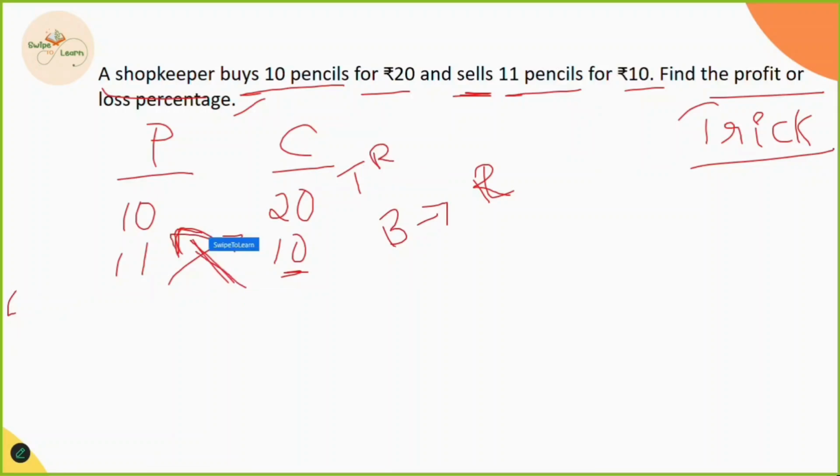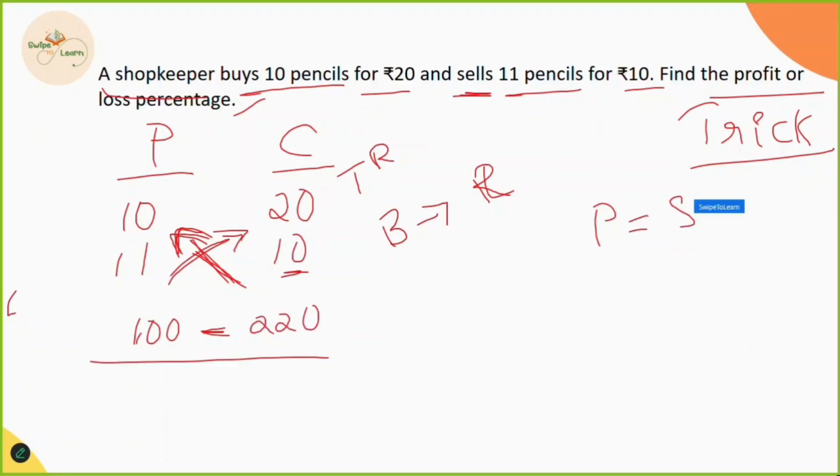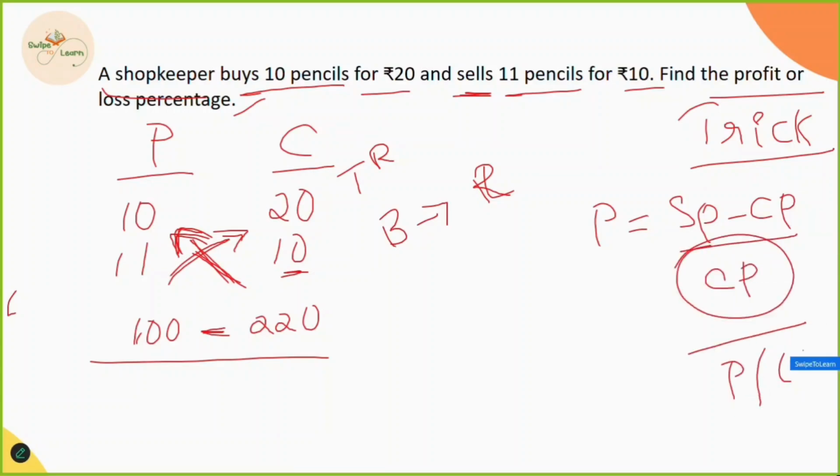Initially multiply from here to here, that is 10 into 10, which is 100, minus 11 into 20, 11 into 2, which is 22, and 0 here. Whatever we get as profit, we write it as SP minus CP divided by CP. CP is the base to find out the profit or the loss percent. So CP for this problem will be the last amount which we have written in the numerator.